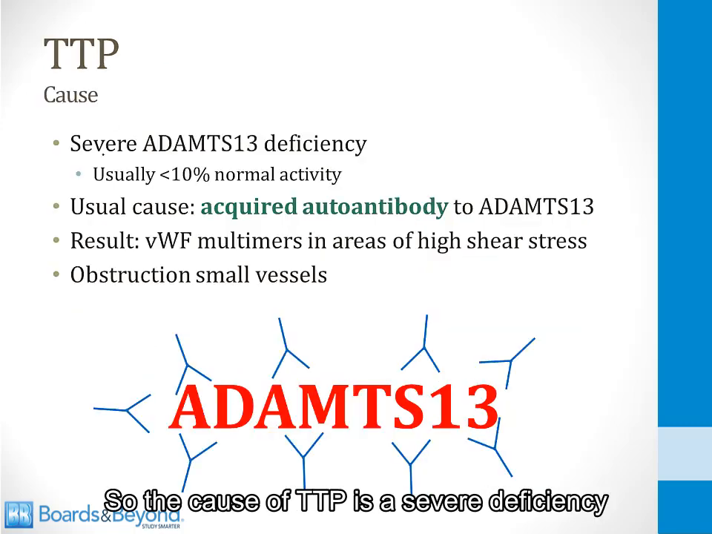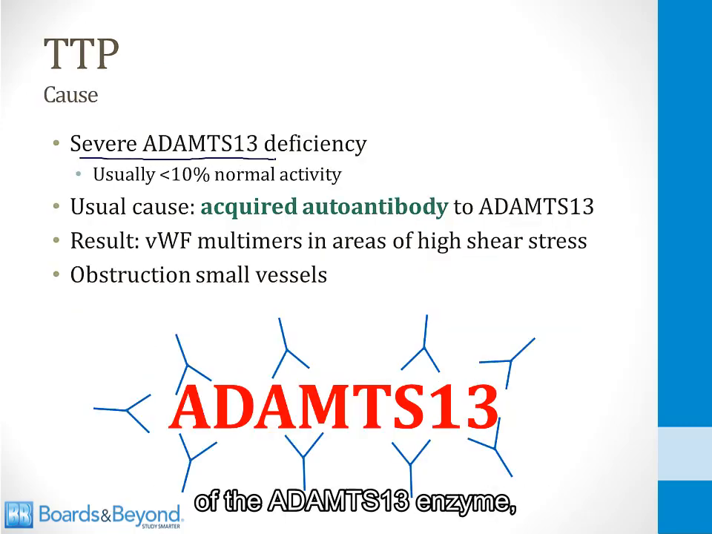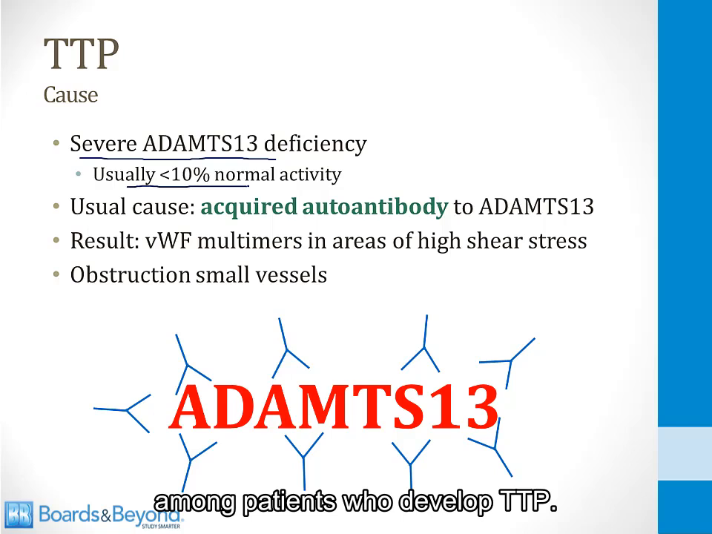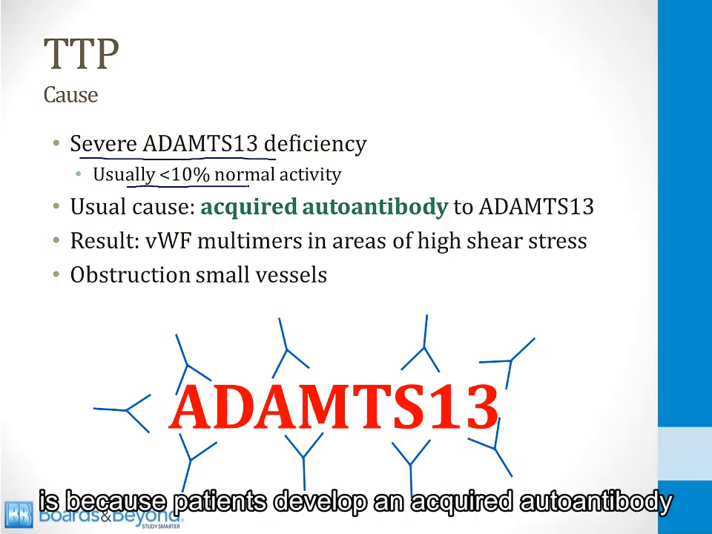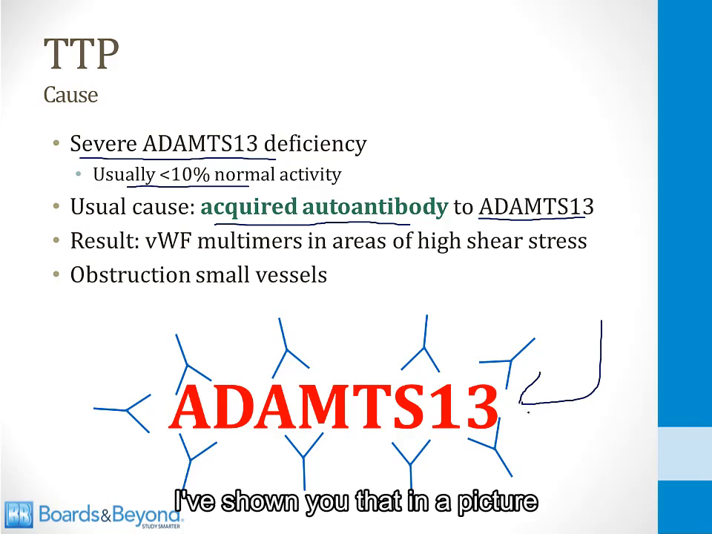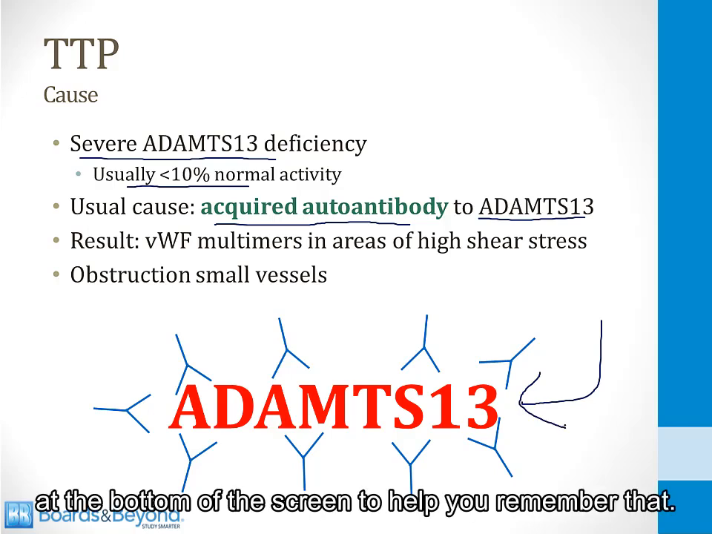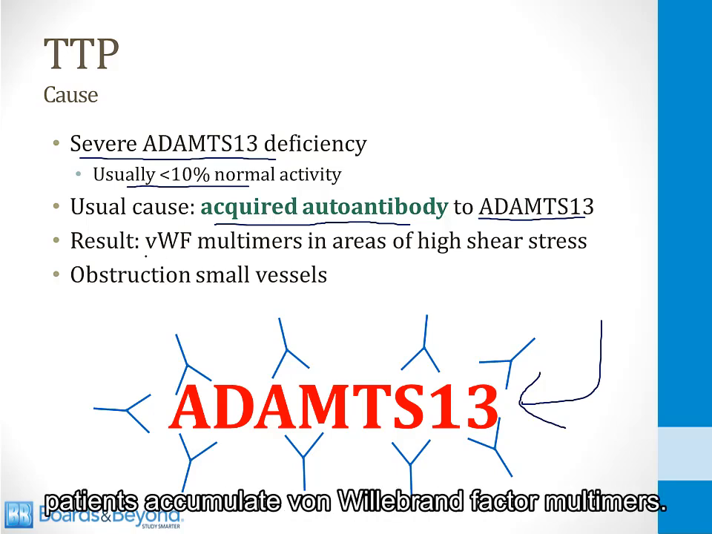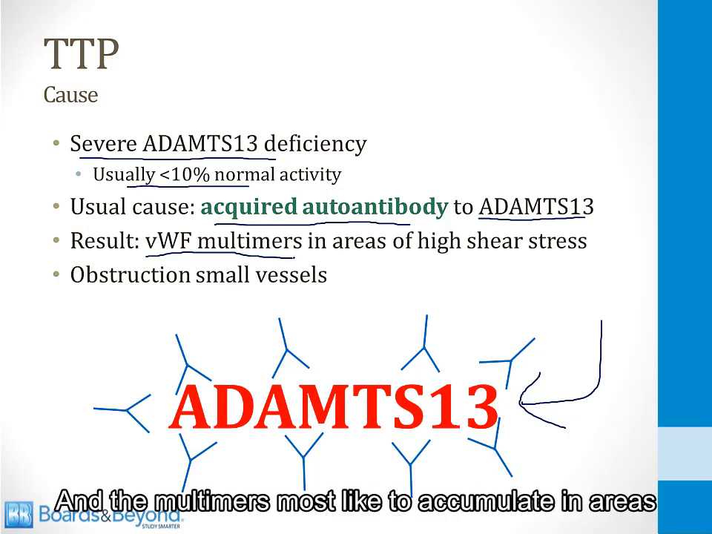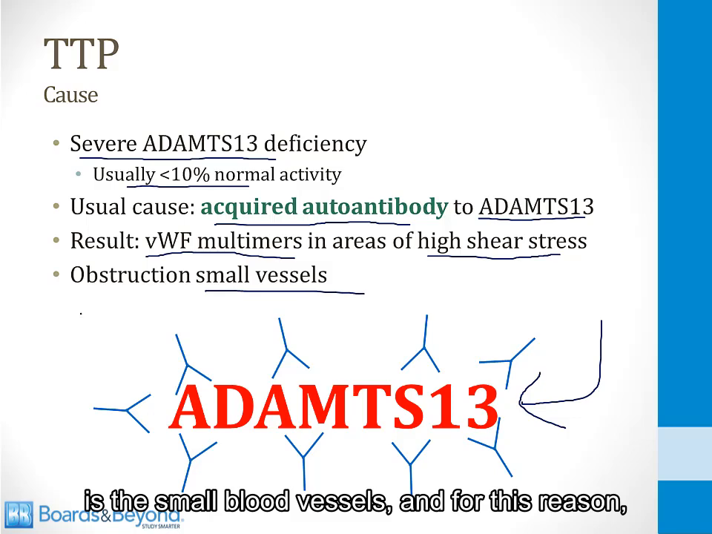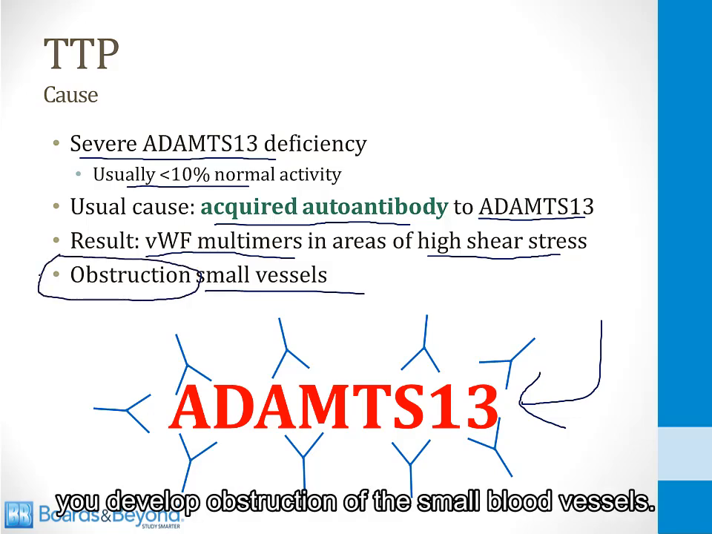So the cause of TTP is a severe deficiency of the ADAMTS13 enzyme. Usually activity levels are less than 10% of normal among patients who develop TTP. The reason this usually happens is because patients develop an acquired autoantibody to the ADAMTS13 enzyme. I've shown you that in the picture at the bottom of the screen to help you remember that. As a result of low levels of activity of ADAMTS13, patients accumulate von Willebrand factor multimers, and the multimers most like to accumulate in areas of high shear stress. And the part of the vasculature where the shear stress is highest is the small blood vessels, and for this reason you develop obstruction of the small blood vessels.